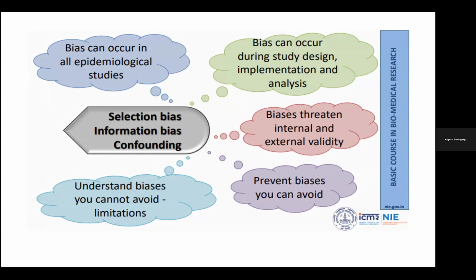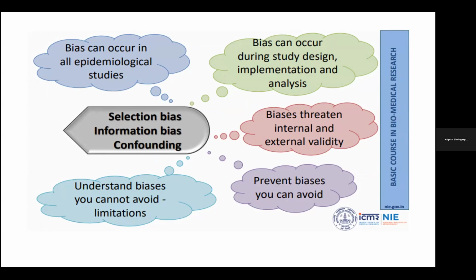So with this, we say that selection bias, information bias, and confounding are a major threat to the validity of any kind of study. Confounding is the most serious threat to validity. Biases can occur in all epidemiological studies. It could be selection bias, information bias, confounding. It can occur in the study design, implementation, and analytical stage of the study. And of course, they are going to threaten the internal and external validity.